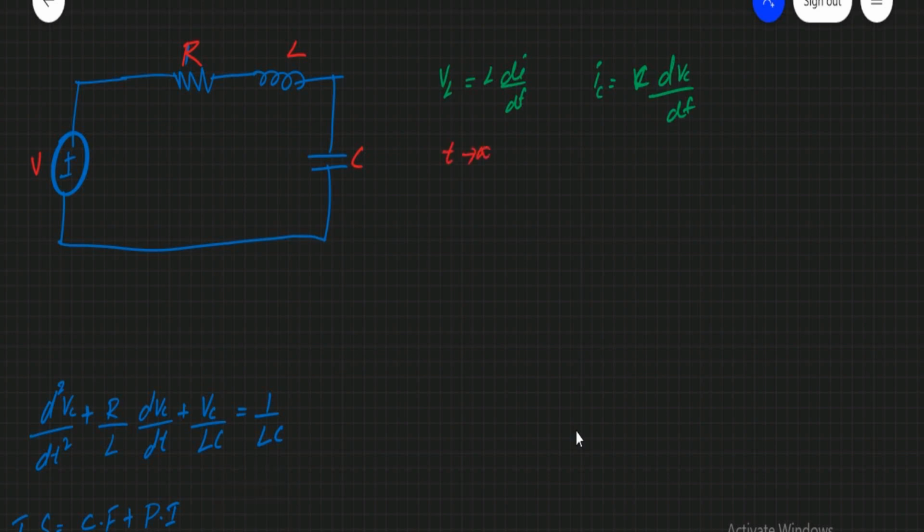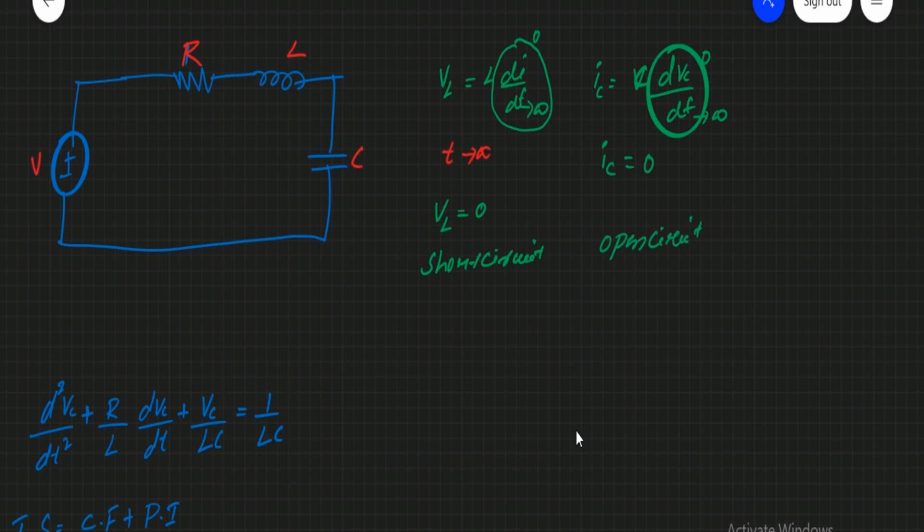what happens? If t tends to infinity, this total term becomes 0. So then VL becomes 0. If VL is 0, it is nothing but a short circuit. And for this one, if t tends to infinity, this total term tends to 0. Then IC tends to 0. IC tending to 0 is nothing but an open circuit.